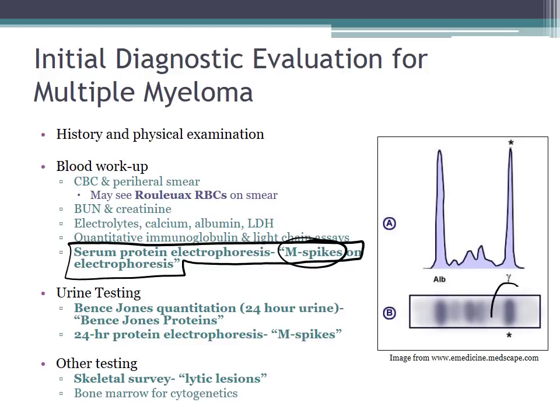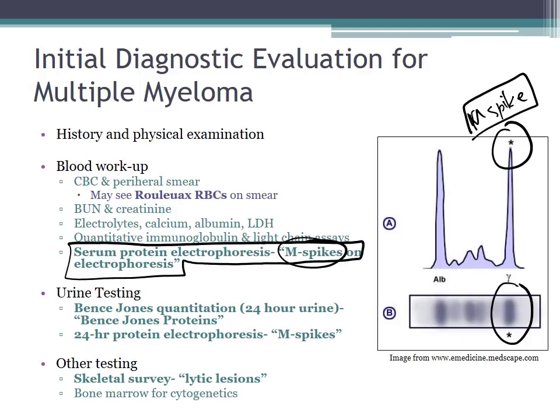You'll see here on this image that the electrophoresis has that M spike that has occurred. There's also some testing for the urine, and the urine will show what are called Bence-Jones proteins, and these are again related to the M proteins or the M spikes. You can do an electrophoresis of the urine as well, which will show the M spikes.